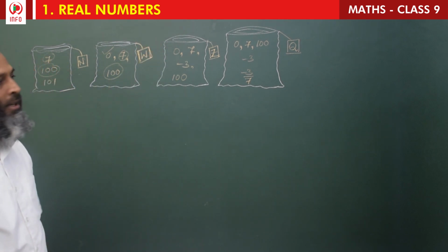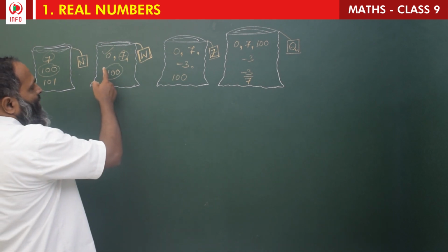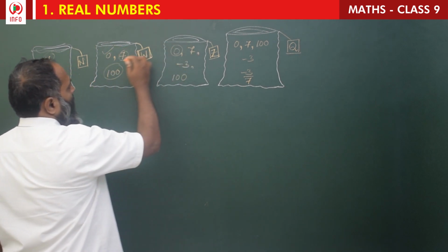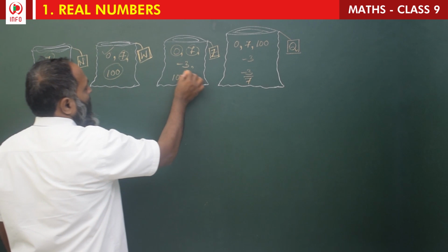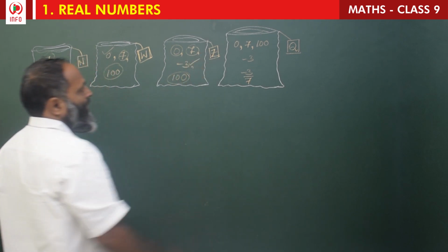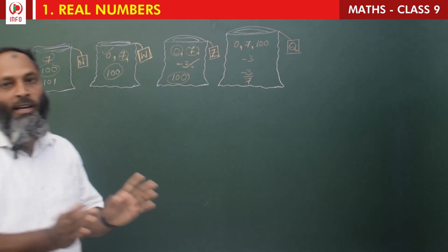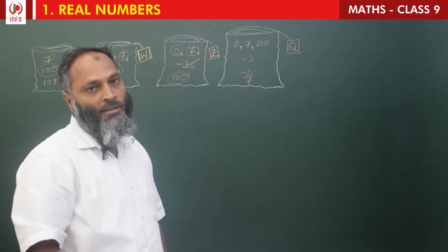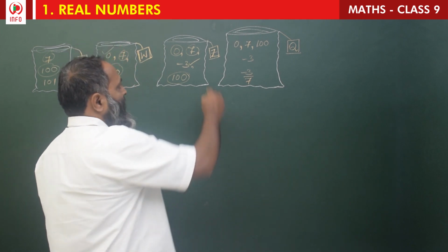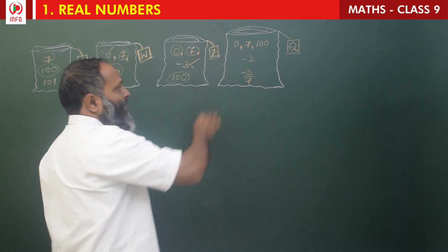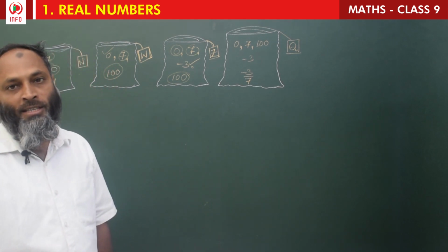In the next set, 0, 7 and 100 are there, and minus 3 is also there. It means negative numbers are also there. When negative numbers are there, that is a set of integers.